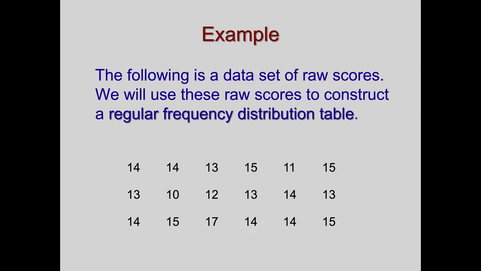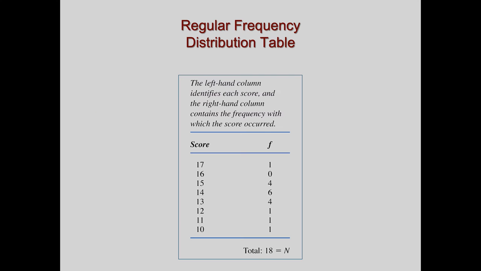Here it is down here. No 16s. And I think we said there were three or four 15s. One, two, three 15s. Okay? Oh, no, there were four 15s. I missed one of them. There are six 14s, four 13s, one 12, one 11, one 10. And there's a total of 18 scores. If you add up the one 17, the four 15s, and so on, there is a total of 18 scores. So that's why we say N is 18.